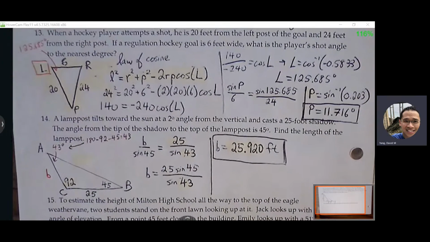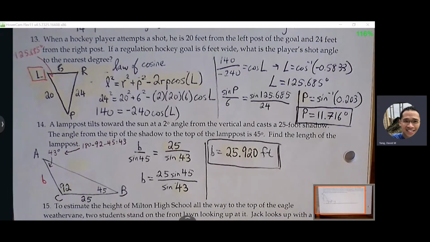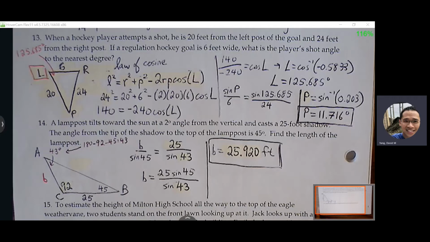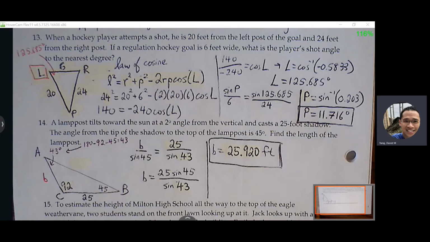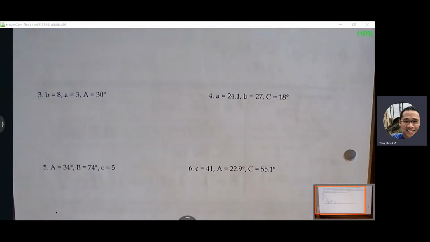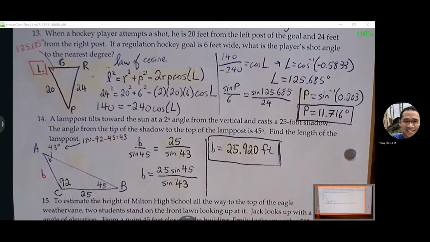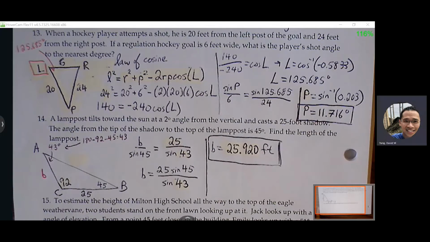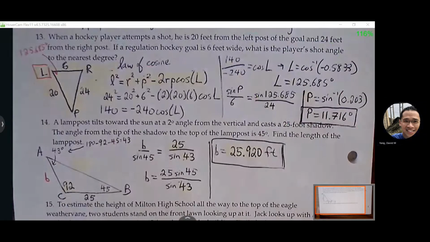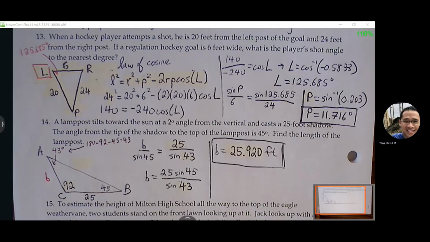If you get done with 13, go up to number 12. Question? Yes, I skipped a step there. I subtracted 20 squared and 6 squared all in one go.